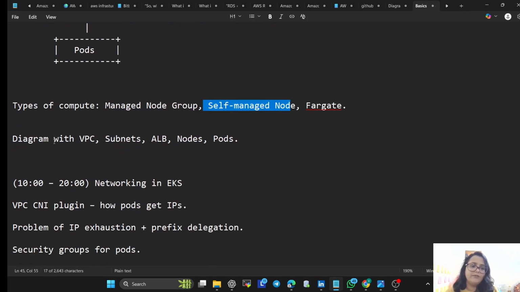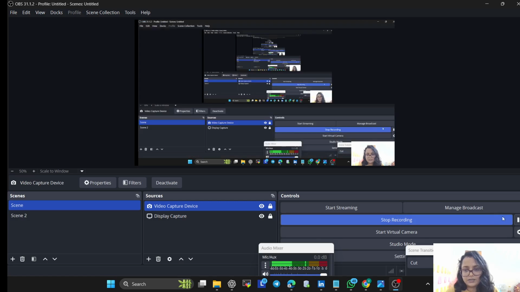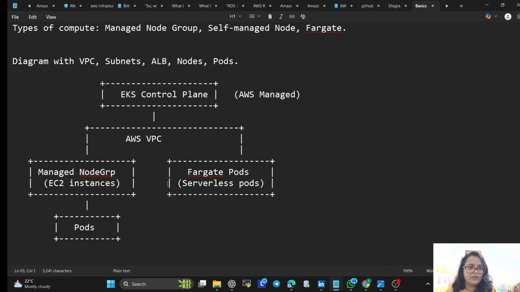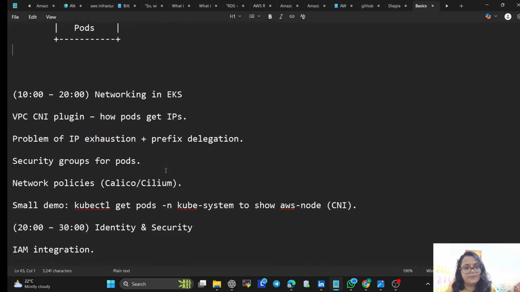Now the diagram with VPC, subnet, ALB, node, and pods. I just want to draw it, one second. So it will be this only. Now we have to discuss networking in EKS for 10 to 20 minutes.